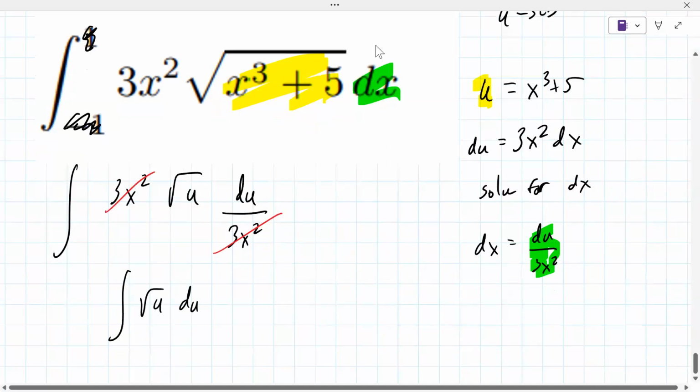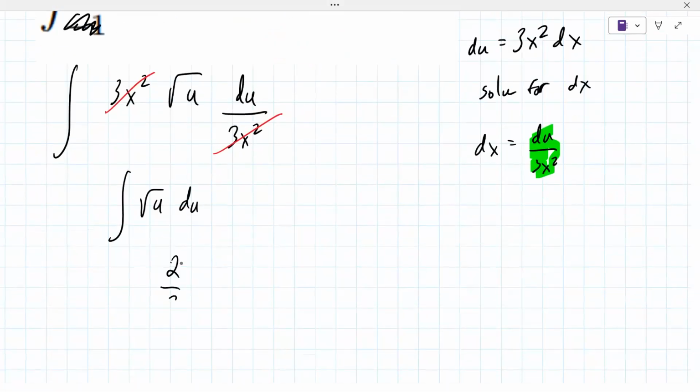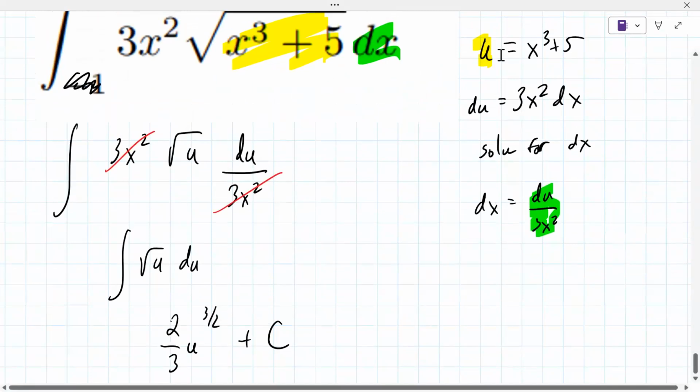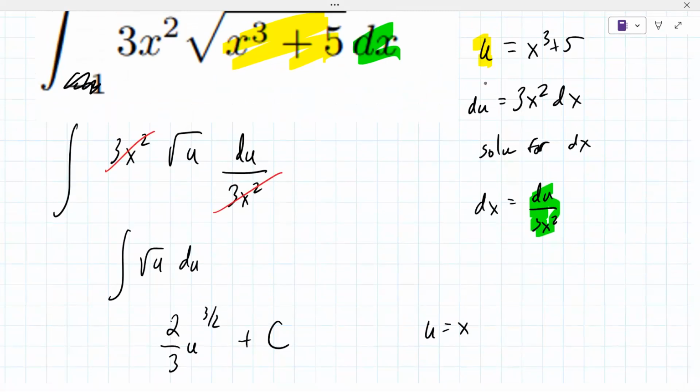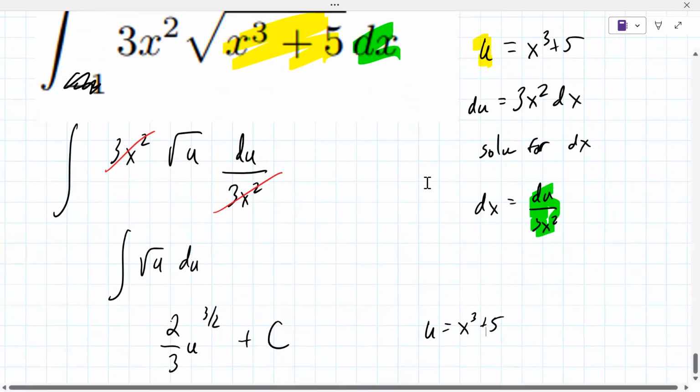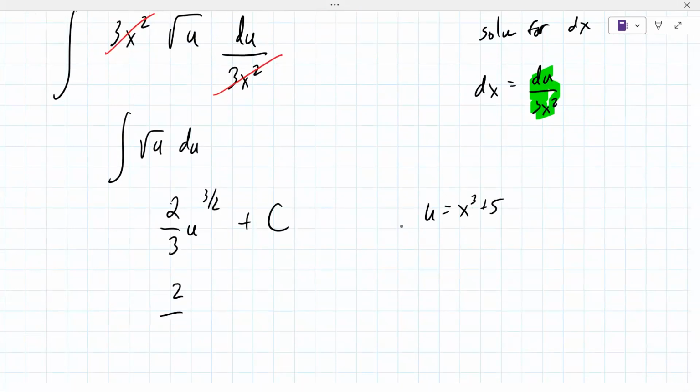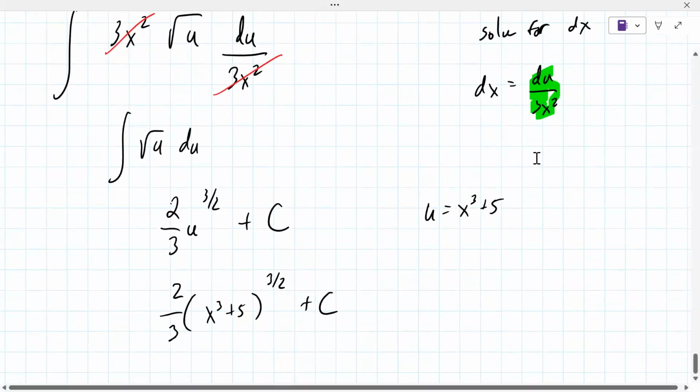2/3 u to the power of 3/2, plus c. And then you have to back substitute. You have to put that u back in. If you don't, you'll miss some points on that. So x cubed plus 5 to the 3/2, plus c. The final answer is 2/3 times x cubed plus 5 to the 3/2 power plus c.